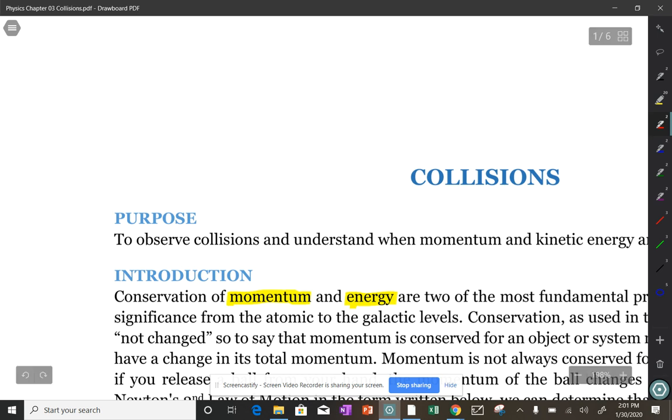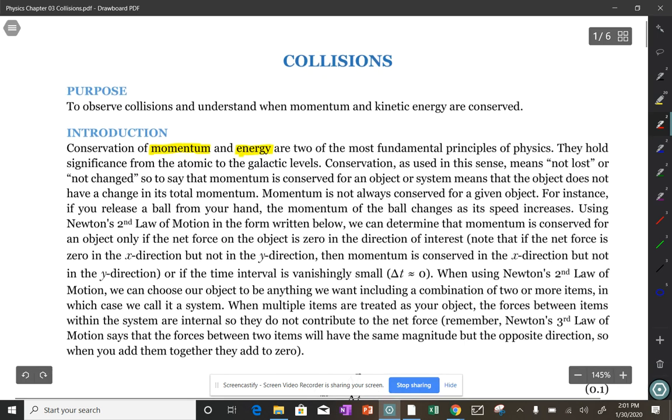All right, friends. Today we're studying collisions. And we're going to study two things about collisions. One, if momentum is conserved or not. Can you tell me what I have been telling you about momentum and collisions?